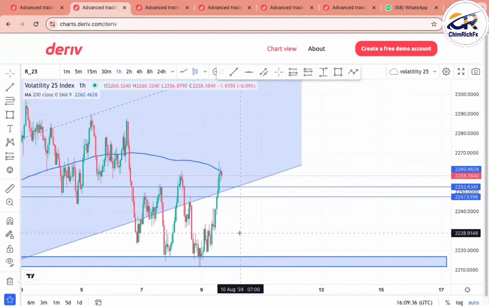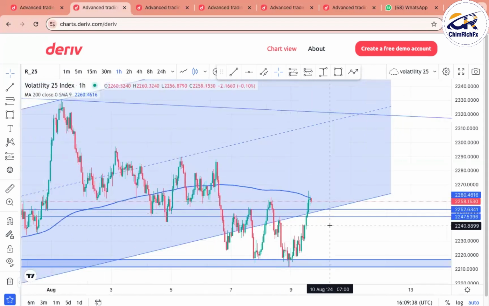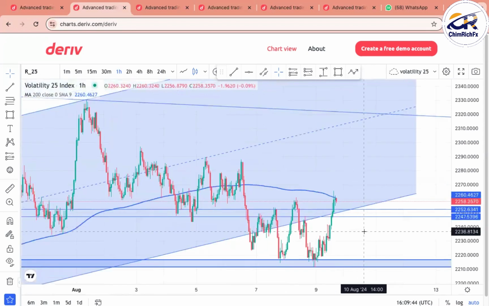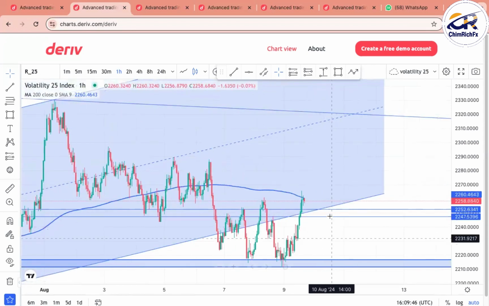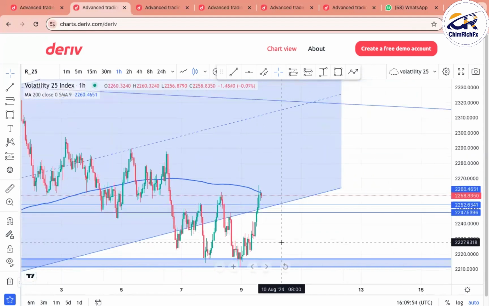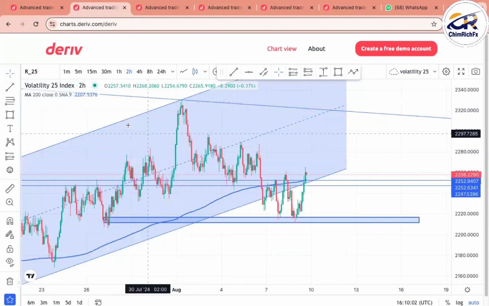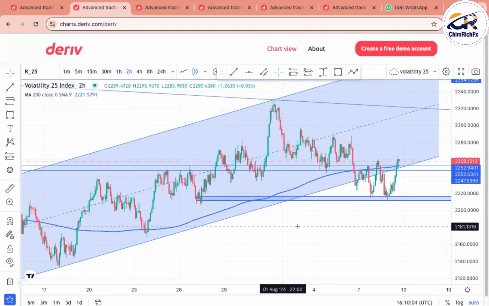For the V25 index, I don't think I have any bias for now. What I'm looking out for is for price to either break out from this zone and retest, then before I can look for a sell case scenario. But as it is, I don't think I'll be going in for a buy or for a sell. I have other trades that I'm watching out for.